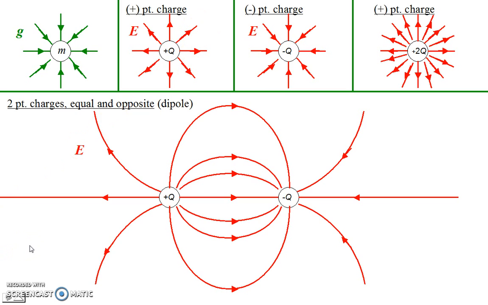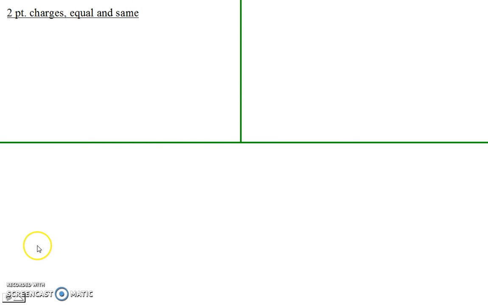Okay, let's take a look at another complicated situation. Here we have 2 point charges, equal and the same. So this is on the second page of your notes page. We're going to make them both positive. So it's positive Q and positive Q. And we're going to give you some time to draw what you think the field looks like.